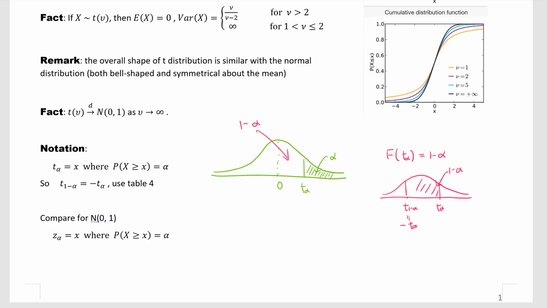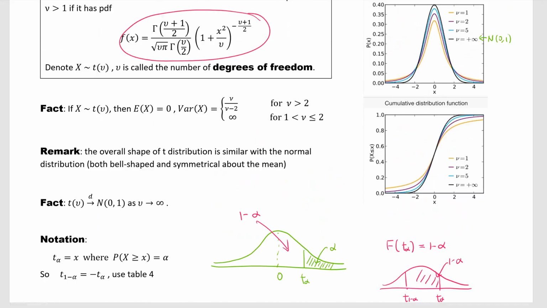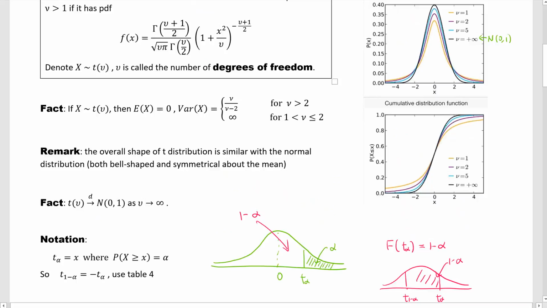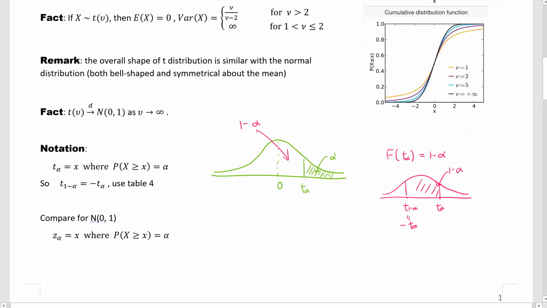For the T distribution, we don't use the PDF to calculate. Oh, that is so complicated. So we don't use the PDF to calculate, and you don't need to memorize this formula. We use the CDF to calculate. The CDF values are in table 4. And let's compare with the standard normal distribution.